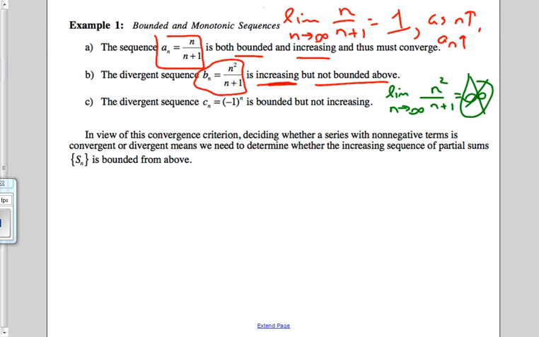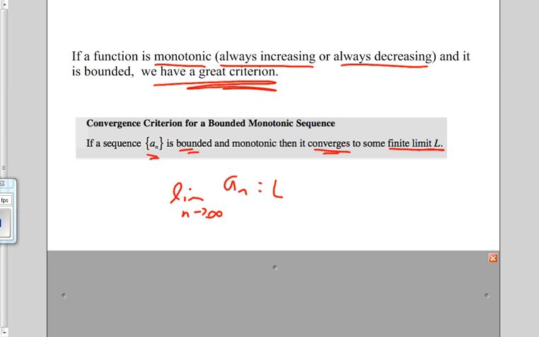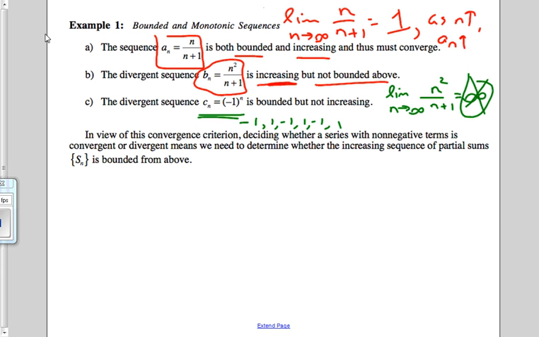And lastly, we've got another divergent sequence, and this is just oscillating -1, 1, -1, 1, -1, 1. Going back to our original criterion, it needs to be monotonic and bounded. In this particular case, it is bounded between -1 and 1, but our function is not monotonic. It's not always increasing, so it is not convergent.